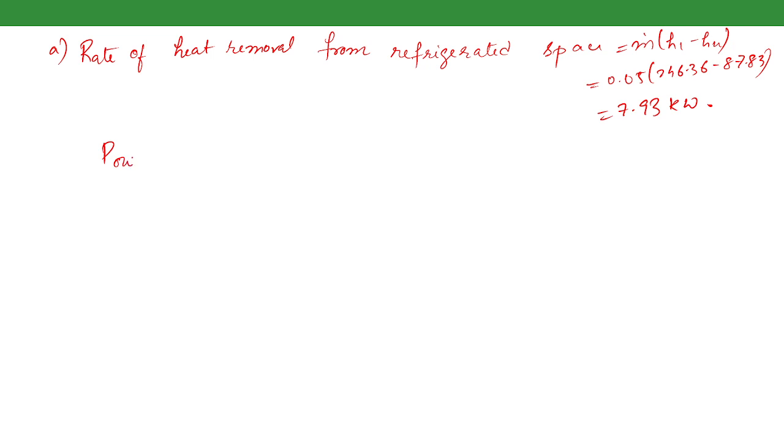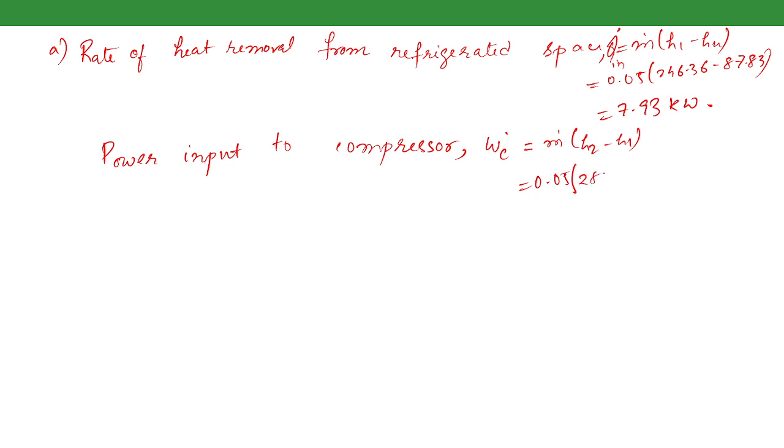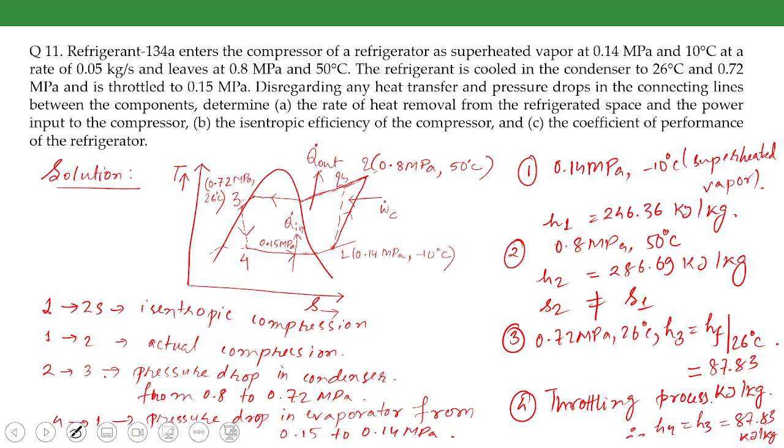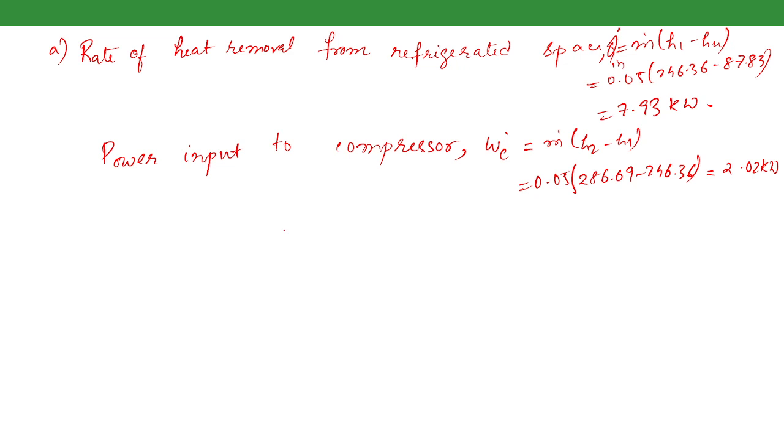Okay, and the power input to the compressor, WC, this is m dot times h2 minus h1, 0.05 times 286.69 minus 246.36, that is 2.02 kilowatt. Now we have to find the isentropic efficiency. Now S2s, that is for the point corresponding to the isentropic compression, will have the same entropy as the state point 1. So S1, that is at 0.14 MPa and minus 10 degrees Celsius, the entropy value is 0.9724 kilojoule per kg Kelvin.